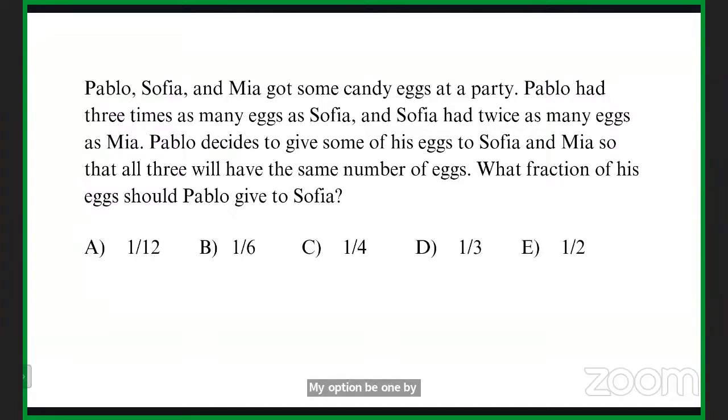Ma'am, it is option B, 1/6. Ma'am, option B, 1/3.